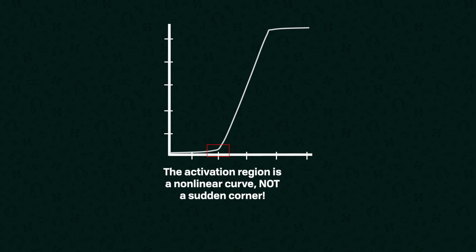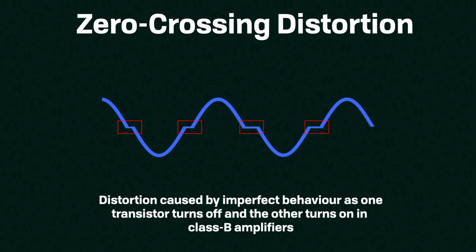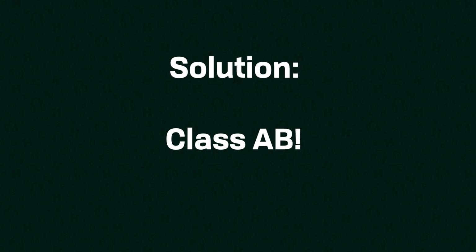But wait, there's a problem. Transistors aren't perfect. They don't switch on instantaneously, and their activation region is not an exact turning point. Meaning, with a basic Class B setup like this, there may be some slight inaccuracy or delay when one transistor turns off and hands over to the other. And this creates distortion in the output signal called zero-crossing distortion, which is why actual Class B amplifiers are very rarely used in audio. Instead, most audio amplifiers are Class AB amplifiers.